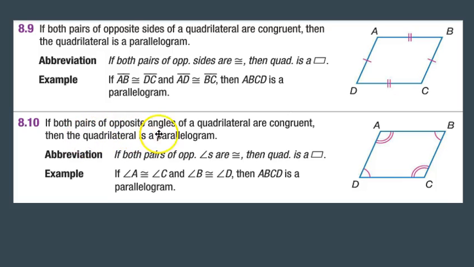If both pairs of opposite angles of a quadrilateral are congruent, then the quadrilateral is a parallelogram. So as you can see, opposite angles that are congruent, we now know we can say that is a parallelogram.